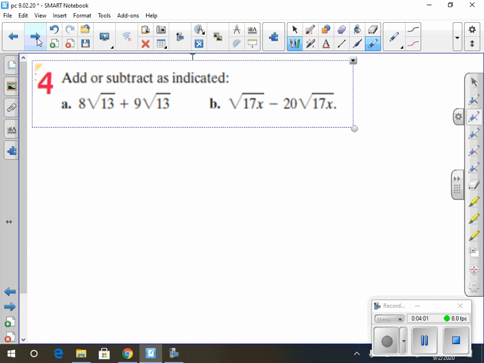We can add as long as they are like radicals. 8 plus 9 is 17 square root of 13 for part A. These are like radicals. They can't be simplified. So 1 minus 20 is negative 19 square root of 17x.